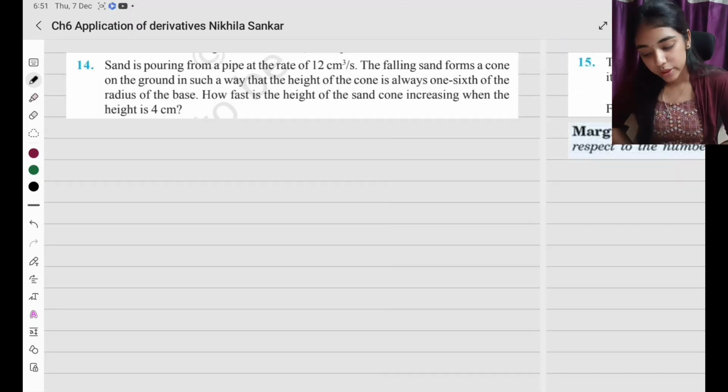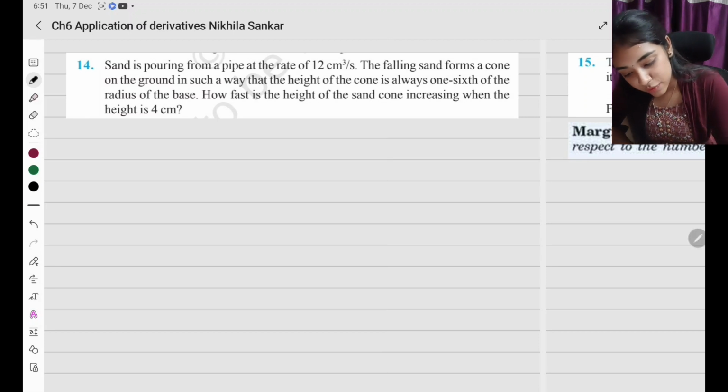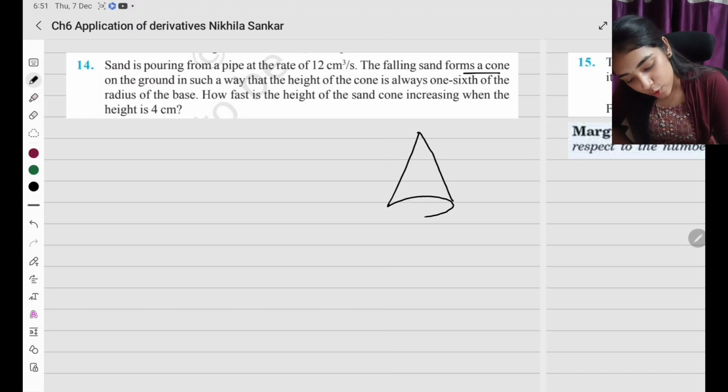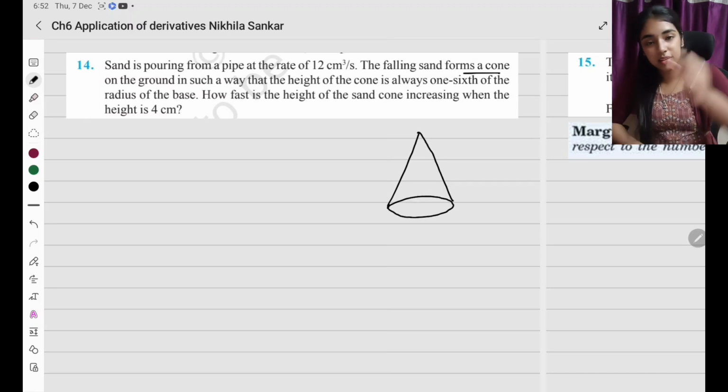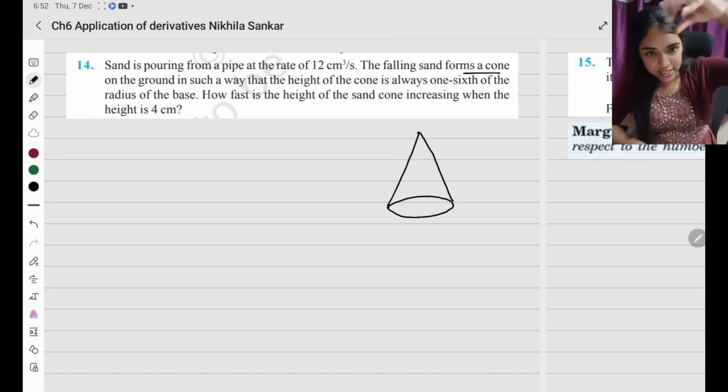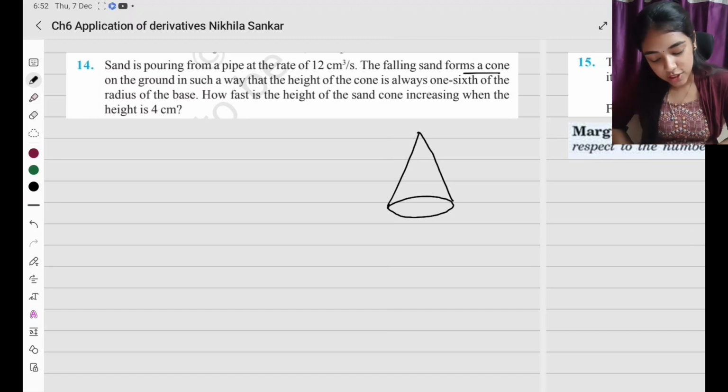Question number 14. Sand is pouring from a pipe at a rate of 12 centimeter cube per second. The falling sand forms a cone on the ground. So it forms like a cone. When you pour sand, like on the beach when you take sand and pour it like this, what happens? The sand comes down and it forms a cone.